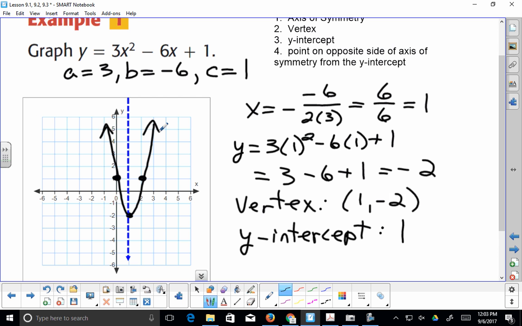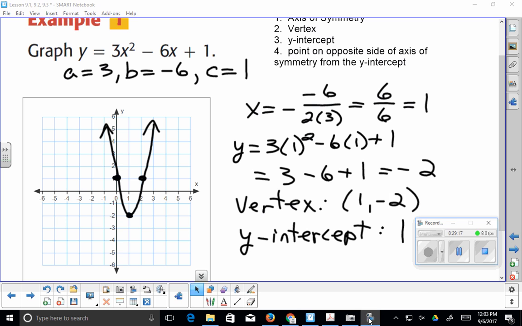Okay? All right, so when you're graphing it, we need to know the vertex, so we have to find the axis of symmetry. We need the y-intercept. And then we need a point across the axis of symmetry from the y-intercept. But when you graph them, you're not going to put the axis of symmetry there. So you might just draw it in real lightly to be able to get that other point you want, but then make sure you erase it afterwards. Okay? All right.